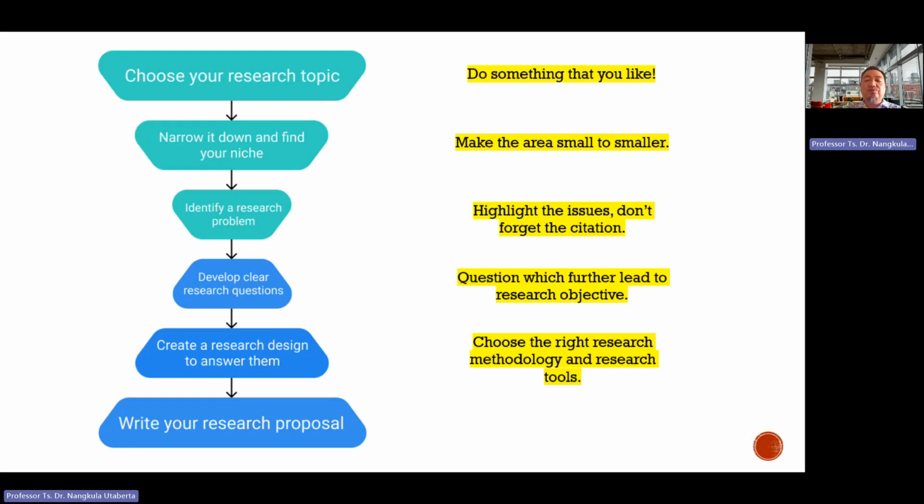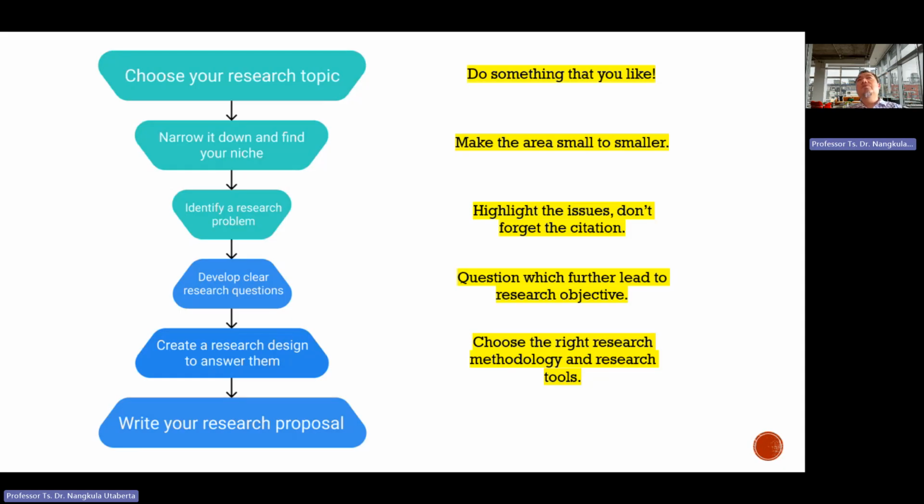As I said, the problem shouldn't be too wide. Don't forget, you need your citations. Don't write a paper without citations, because this is not a newspaper. You need to write academic writing. Develop the research question, research design, and answer them. Then after that, you can go into the objectives and write your research proposal.